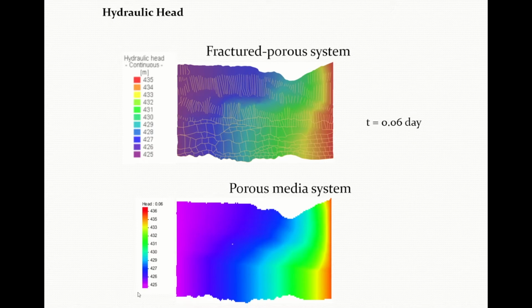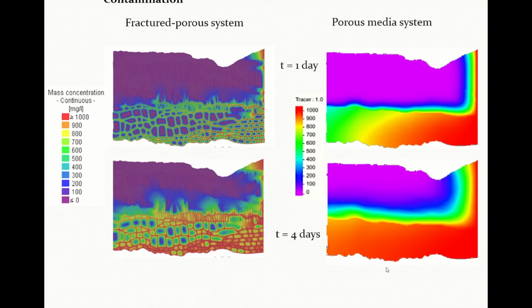So here are the results. So here's the hydraulic head at different locations. And this is the fracture porous system, the real one, and this is the equivalent one. And you can see they match, where high is high and low is low. This is at a certain time.